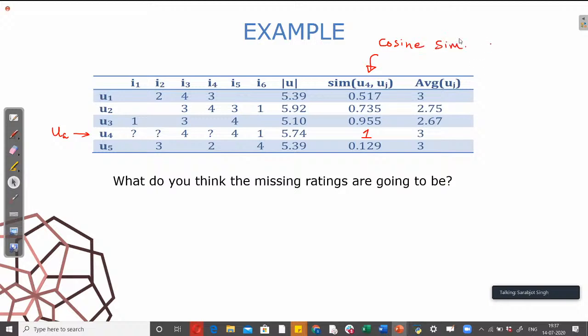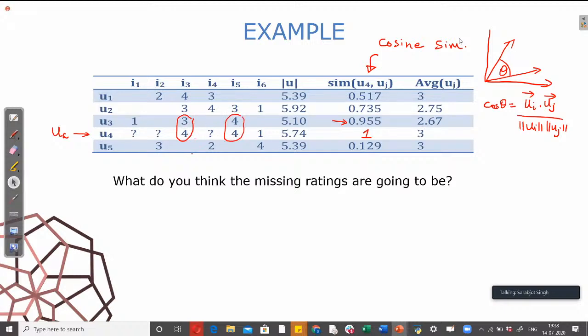For those of you who've never come across this term, essentially we have two vectors in some high dimensional space. We are looking to identify how similar these two vectors are based on the cosine of the angle between them. What that comes down to is that cos of theta is essentially ui dot uj, so it's the dot product of the vectors divided by their length. We've pre-computed this, and you can see that the most similar user here is U3, and you can see why. U4 and U3 have rated these two movies in common and have given them decently high ratings.